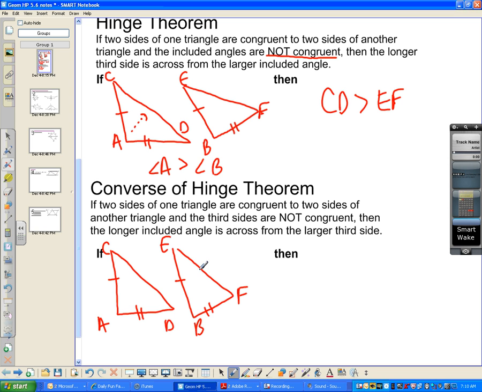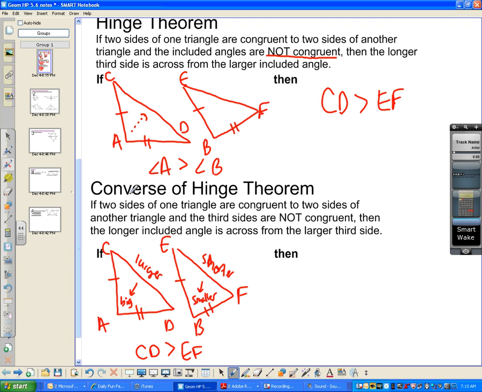Those third side lengths are not congruent to each other. So let's say CD looks longer to me than EB. So let's say we know that the length of CD is larger than the length of EF. Well, that tells us about those included angles. Oh, so if CD is larger, that means that this angle has to be bigger. And if this side is shorter, then this angle has to be smaller.